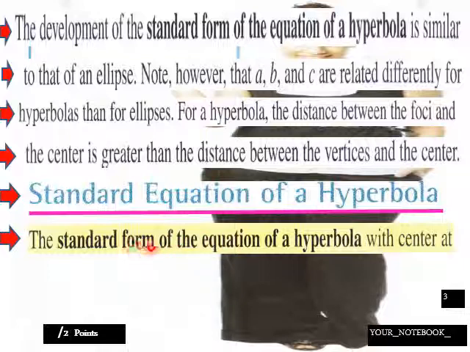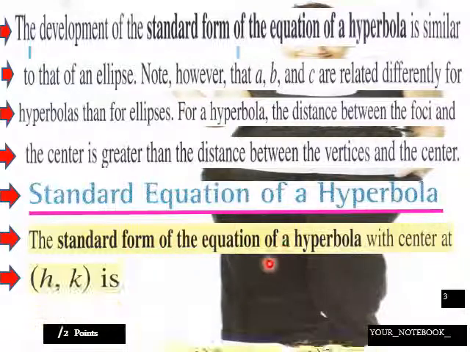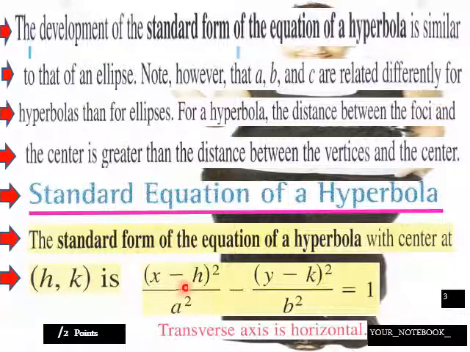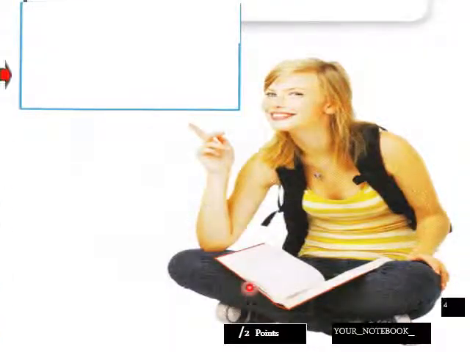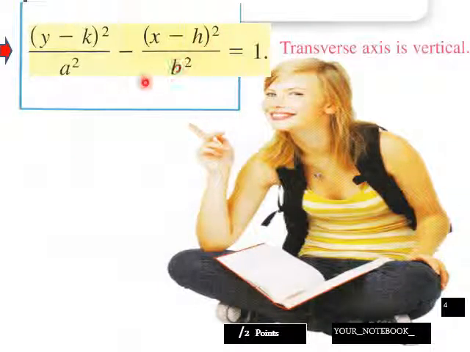So the standard equation of a hyperbola, this goes in your notebook, students, so we'll be taking these notes. The standard form of the equation of a hyperbola with center at (h, k) is x minus h quantity squared over a squared minus y minus k quantity squared over b squared equals 1. This is when your transverse axis is horizontal. Here is your a squared, which is underneath your x minus h. And for a vertical transverse axis, your a squared would be underneath your y minus k quantity squared.